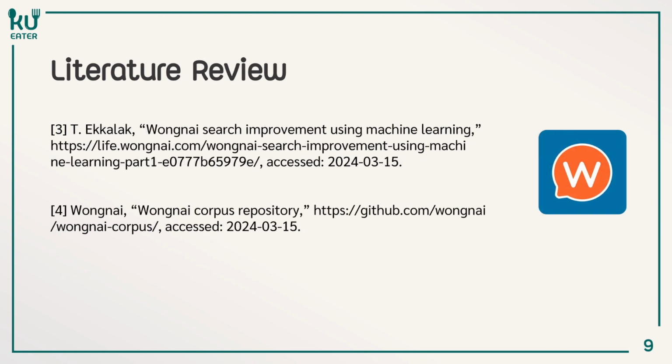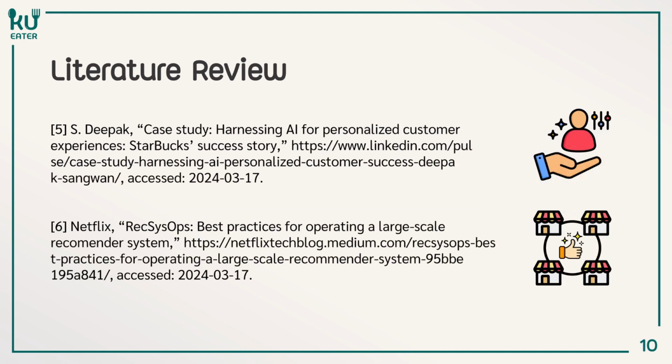And the next one is about Wongnai. We try to study from past developers: how did Wongnai find a problem or roadblock, and how did they go around it? And the next one is where we see the success stories of bigger companies: one, how they use AI to personalize the customer experience, and two, how they operate a very large scale recommender system. So we got into business practice and also how they are technically doing it viably at large scale.